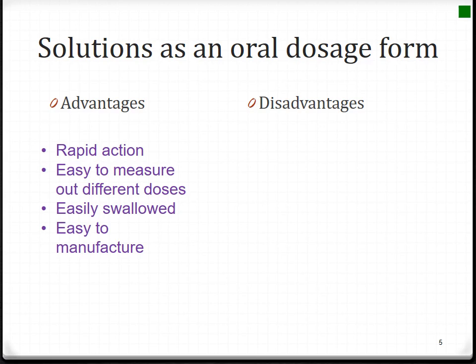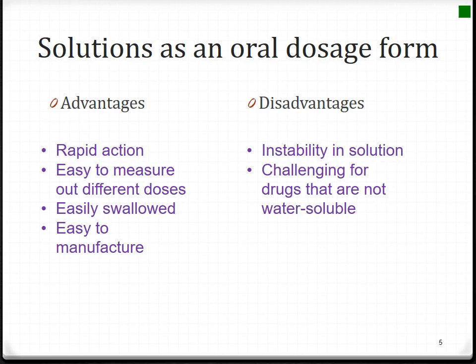However, there are disadvantages to solutions too. Drugs may be chemically unstable in solutions because they are continually exposed to water. Many drugs are not water-soluble, so it's challenging to formulate them as solutions. Solutions are also bulky, which makes them inconvenient to store and transport. The taste of a drug, which is usually unpleasant, is more pronounced when in solution as compared to a solid form.